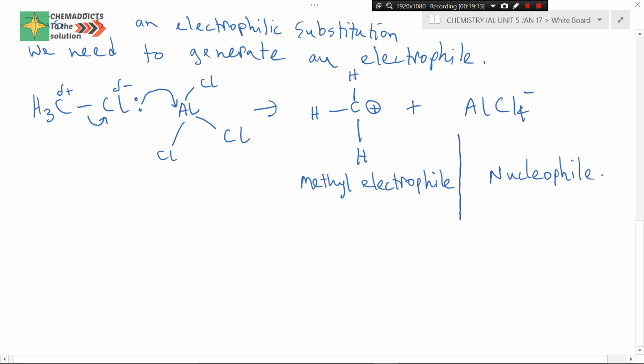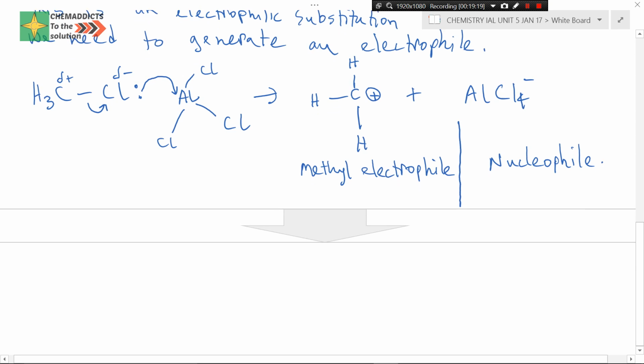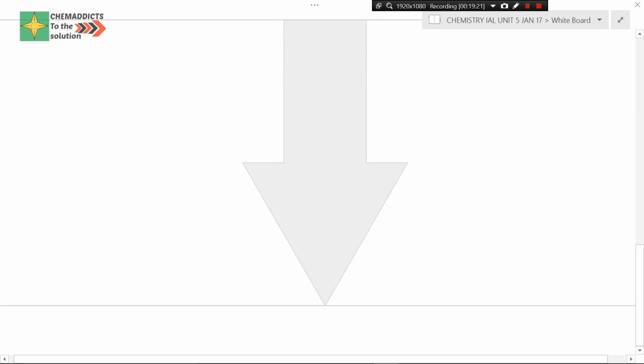Now let's get to the mechanism of this reaction. Fellas, have patience. Since we are discussing details, don't complain about why the video solution is so lengthy. It's going to be lengthy since we are talking in detail about the mechanism, so don't mind. So, the mechanism. At last we have come to the mechanism.